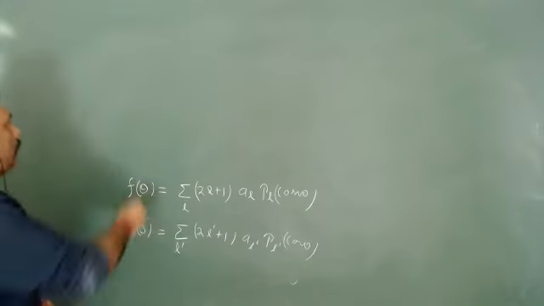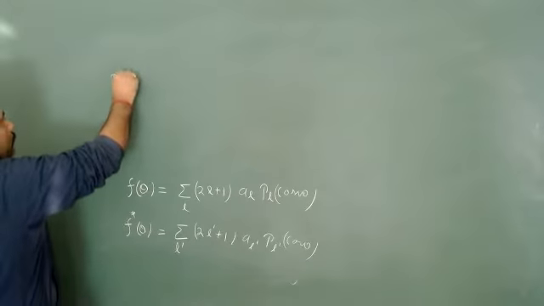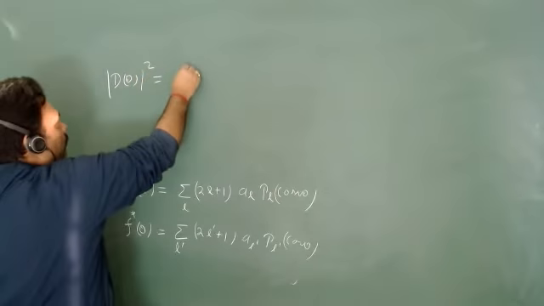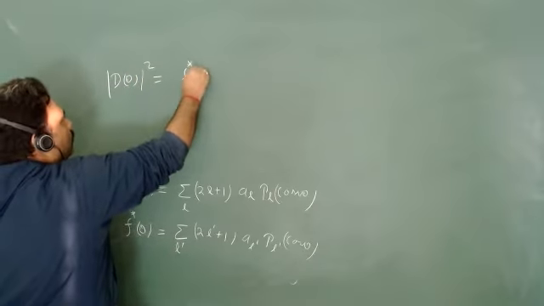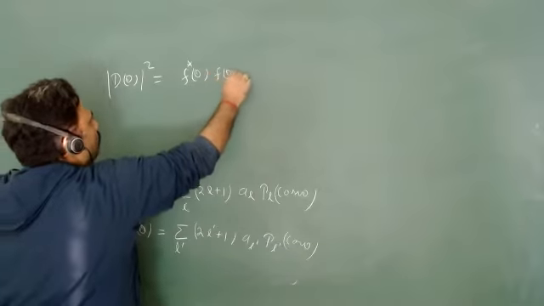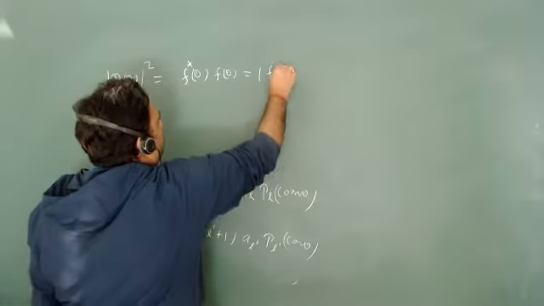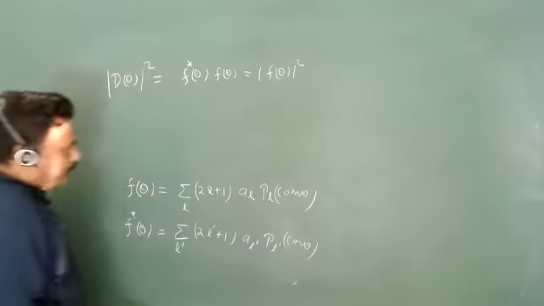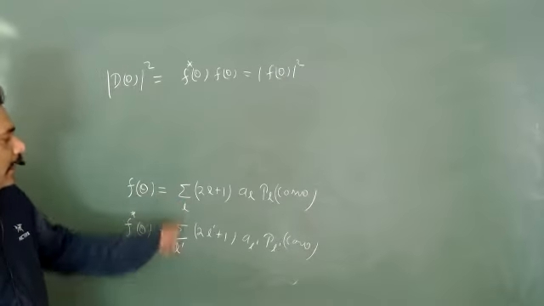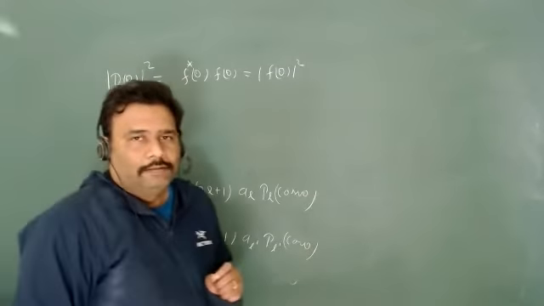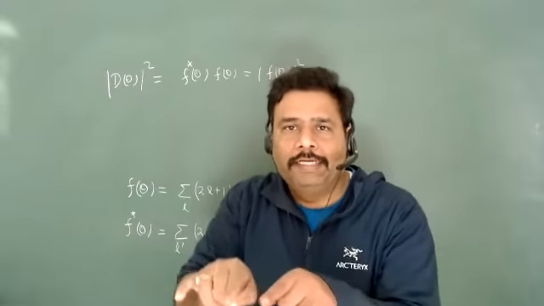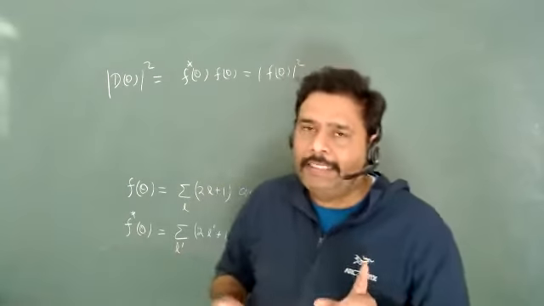Now I have d theta, and this d theta square is nothing but f star theta and f theta, which is equivalent to what? Mod f theta. Okay. Now, if I will take both have same index, then what will happen? Only multiplication of 1 1 will be there, 2 2 will be there, 3 3 will be there, isn't it?